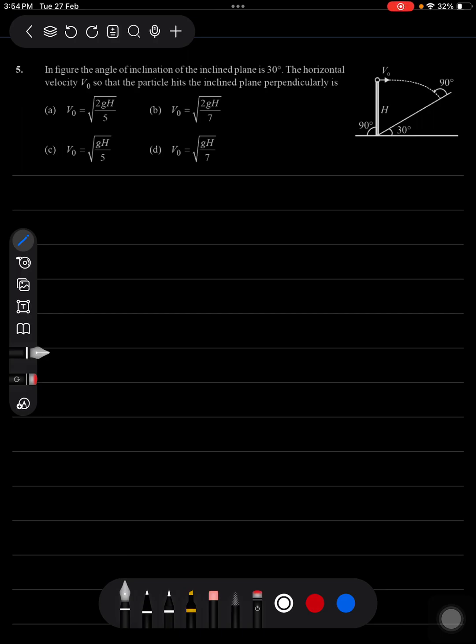Question number 5 from motion in a plane DPP. It states that there is an inclined plane of inclination 30 degrees. The horizontal velocity v0 so that the particle hits the inclined plane perpendicularly is.